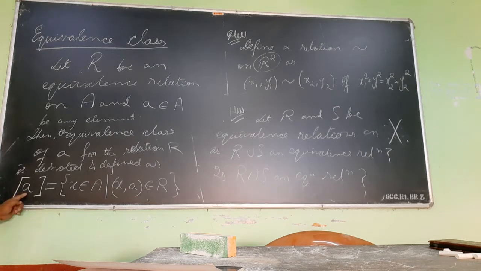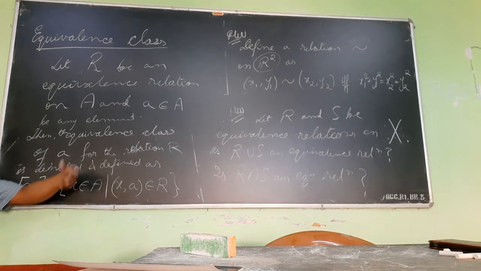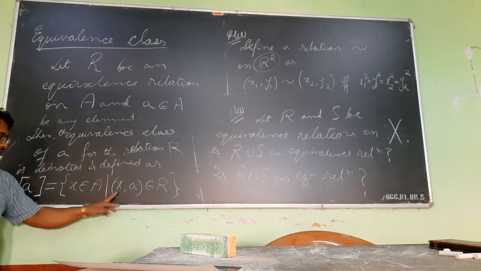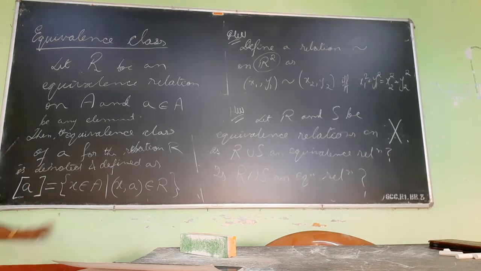Equivalence class of a: when x and a are related, those elements are there inside this equivalence class. So equivalence class of a is a subset of which set? From the definition itself you can see, it is a subset of A only. Equivalence class of a is the set of all those elements of A which satisfy something. What do they satisfy? They are related to small a. So it is a subset of A only.